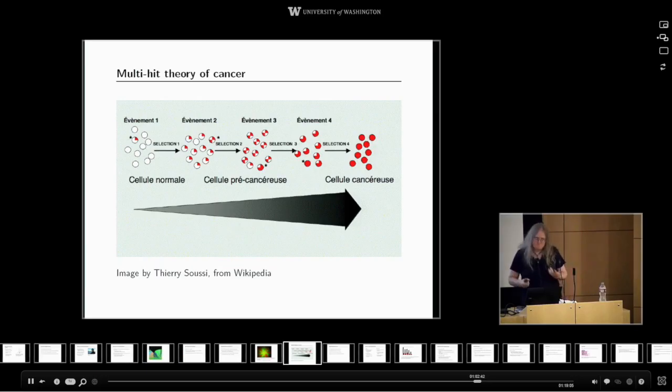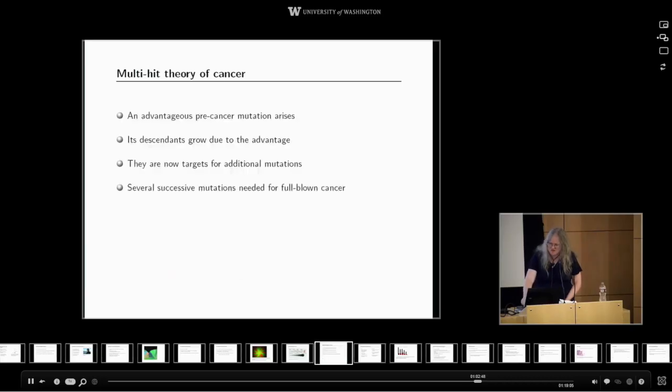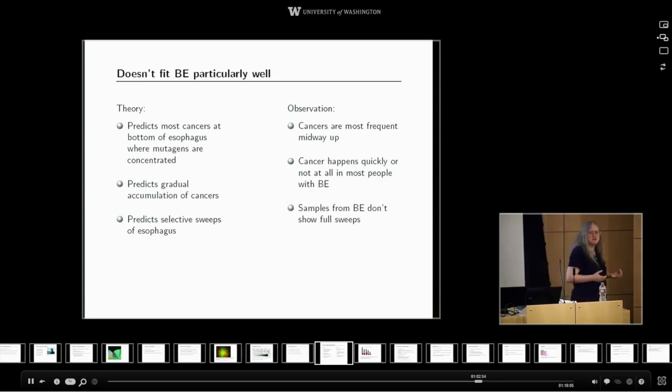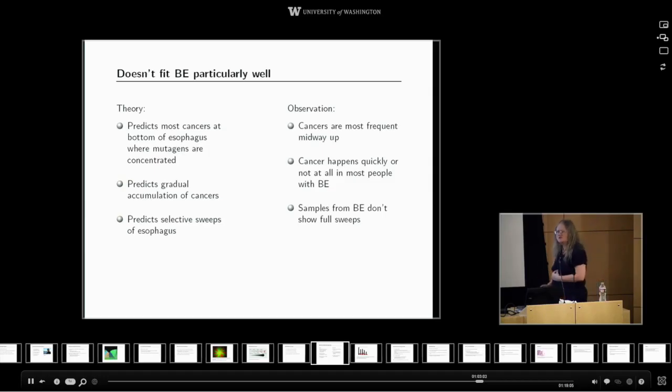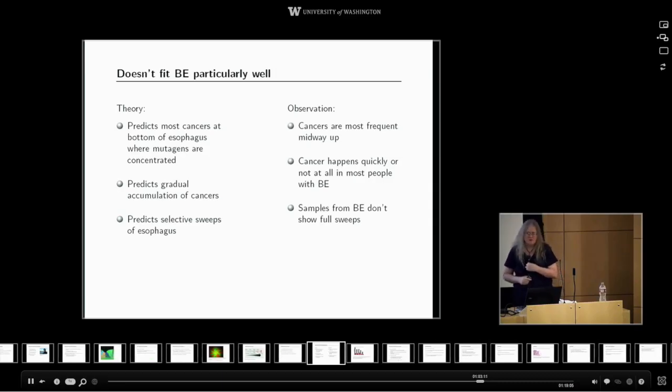So this model has a number of predictions, which Barrett's esophagus does not fit very well. So this sort of multi-hit theory would say that the cancers are going to come out where the mutagens are. We're pretty sure that the mutagens are coming from the stomach and are found mostly at the bottom of the esophagus. But the cancers that arise in Barrett's esophagus, while they can arise anywhere in the Barrett segment, they're actually the most frequent around the middle, not at the bottom.